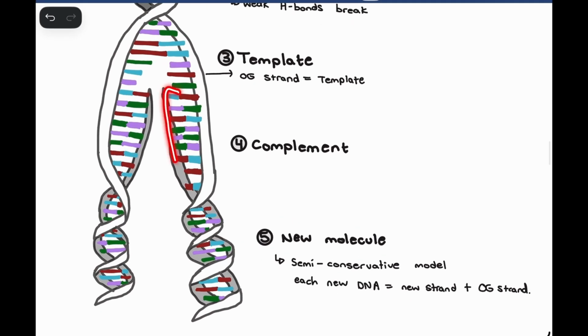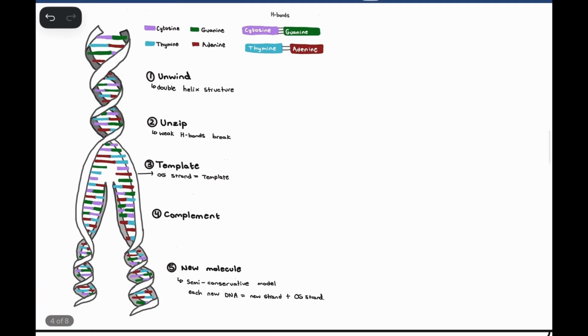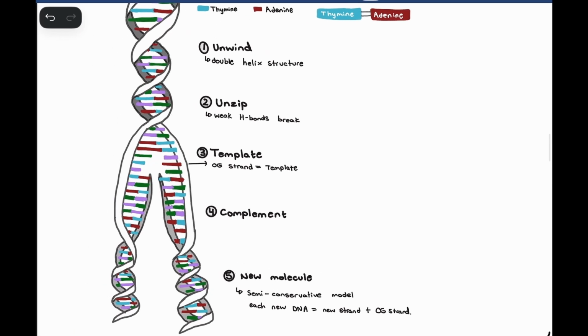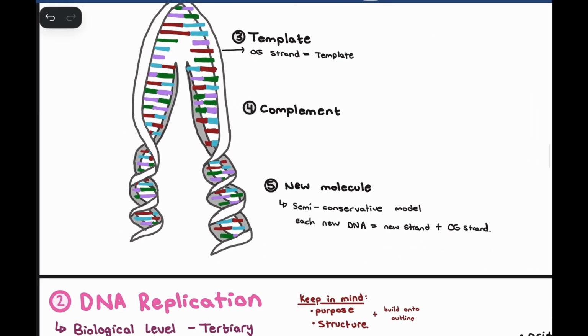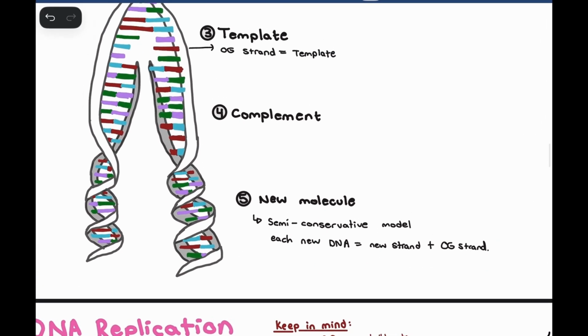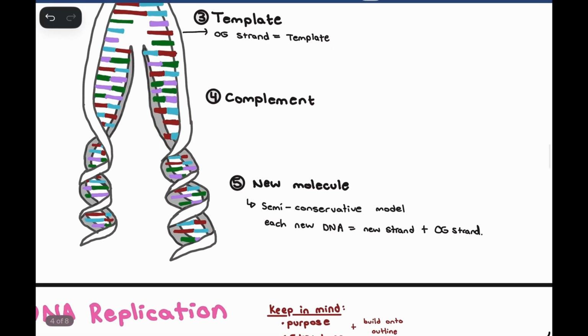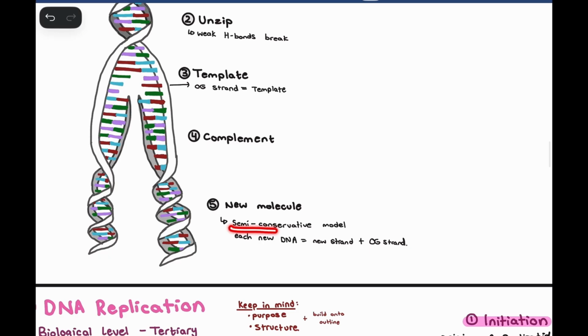These nucleotides over here that come in are free nucleotides that are found in the nucleoplasm. Because remember, this is all happening in the nucleus, which means that these nucleotide bases will all come from the nucleoplasm. Lastly, the new molecule will form, which has exactly one strand of the original DNA and one new synthesized strand, therefore making this a semi-conservative model.